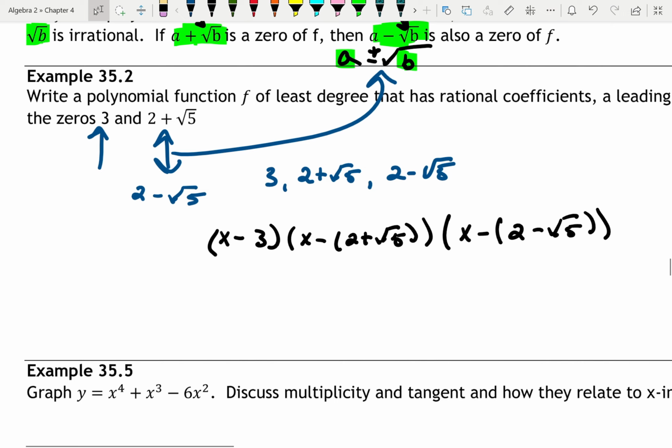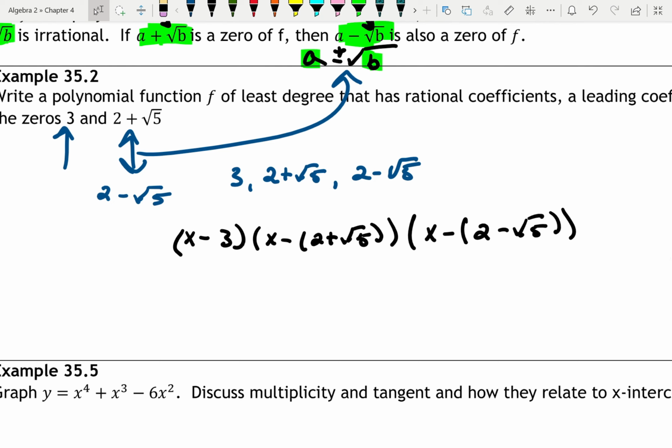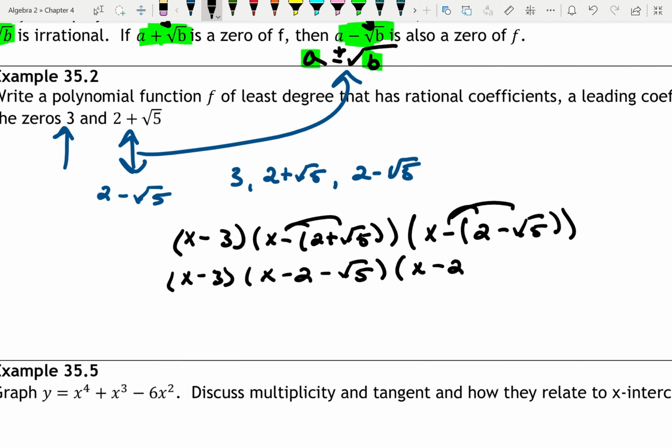The rest of the problem is just prettying this up. We want to write it in standard form. So I'm going to distribute the negatives. Then I'm going to have x minus 3, x minus 2 minus root 5, and x minus 2 plus root 5.